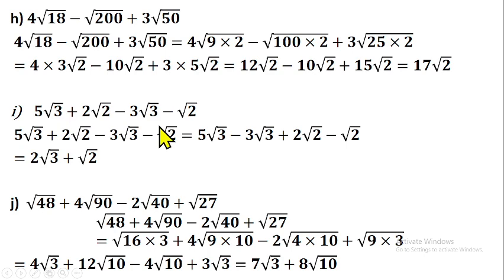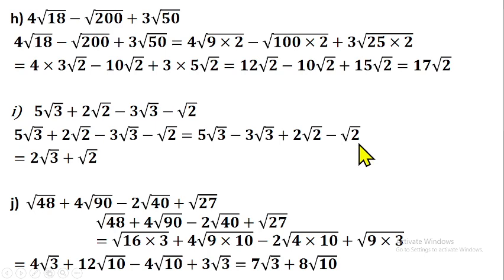That means we can collect like terms. We can rearrange it and collect like terms. So I write the question again. It's equal to, so we can rearrange this. Bring √3 and √3 together, bring √2 and √2 together. So we have 5√3 - 3√3 + 2√2 - 2√2. So we have rearranged the surds given to us, although we cannot simplify these surds again, they are already at the simplest form.